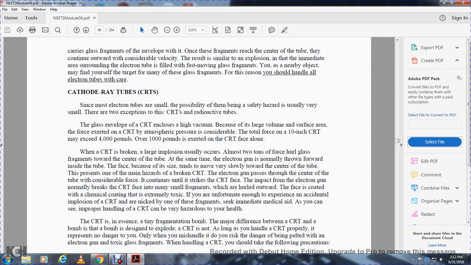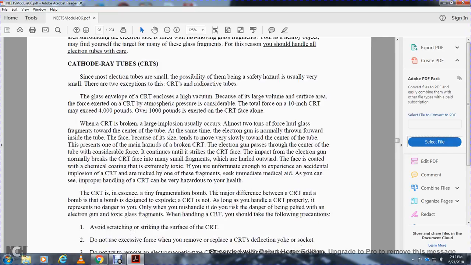The total force on the face of a 10-inch cathode tube must exceed 4,000 pounds. Over 100,000 pounds is exerted on the cathode tube face alone. When the cathode tube is broken, the large, curved face allows two times the force to hurl the glass fragments toward the center of the tube.